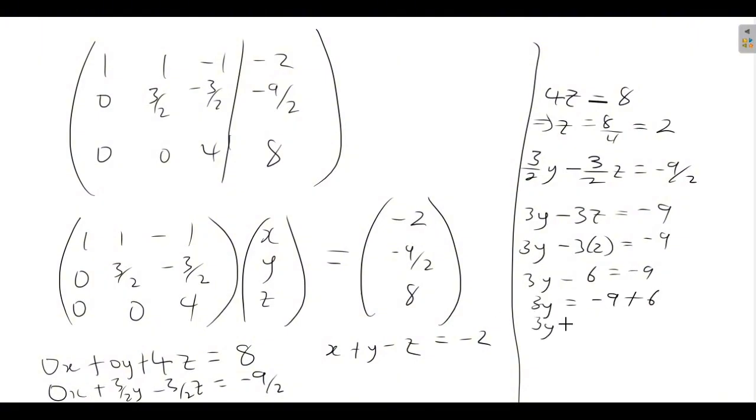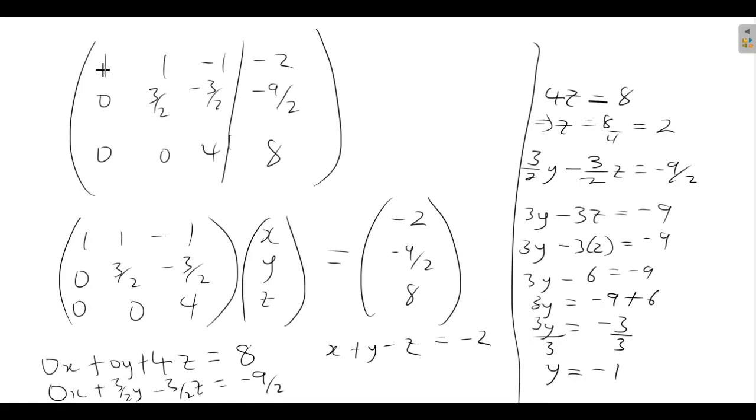So we have 3y. What is negative 9 plus 6? That's negative 3. So in order to get y, we divide here by 3, divide here by 3. Then our y is equal to negative 1. So now we have the value of y to be negative 1. The next thing is to find the value of x.